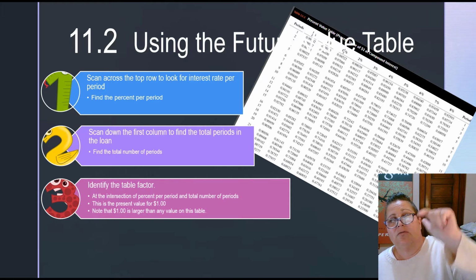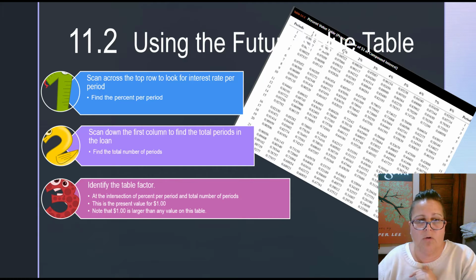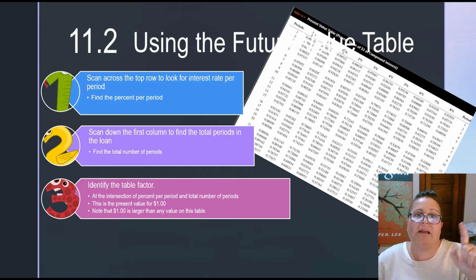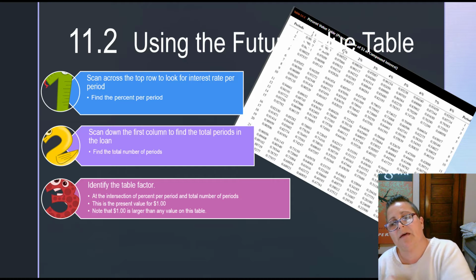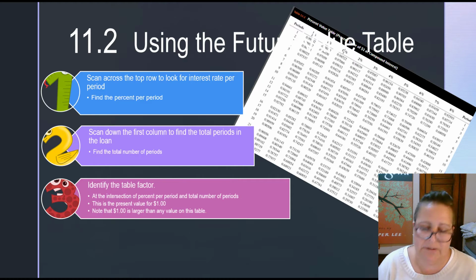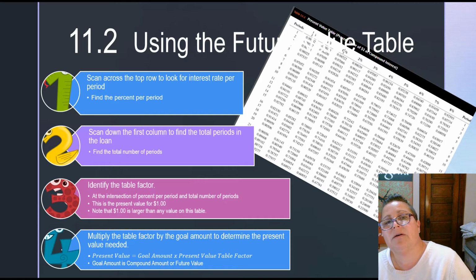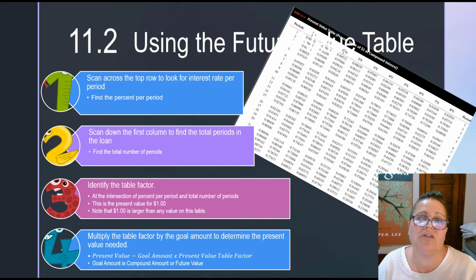Using that first column and the row, we're going to then find the point of intersection. So we're going to go down the percent column and across the compounding row in order to identify the table factor. And then we're going to take that table factor and multiply the present value or the compounded value, the future value, by that present value table factor.